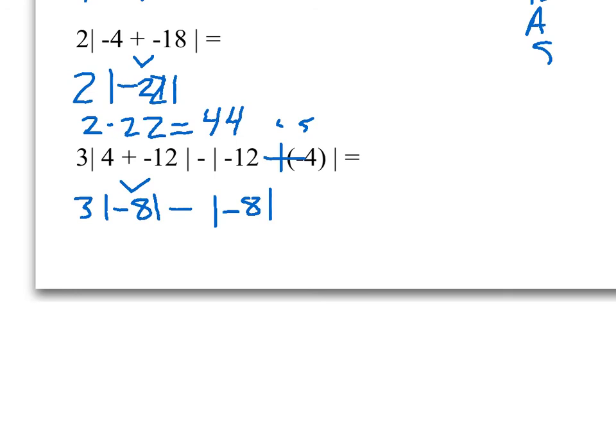All right, so now we've got some work to do with these absolute value symbols. Absolute value of -8 is 8, so 3 times 8 minus absolute value of -8. So now we've taken care of all of our grouping symbols. I see no exponents. I'm going to move on to multiplication. 24 minus 8. I won't make you switch that one. 24 minus 8 is?